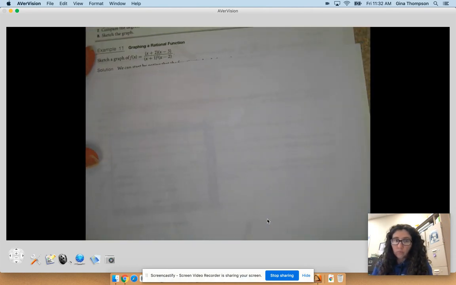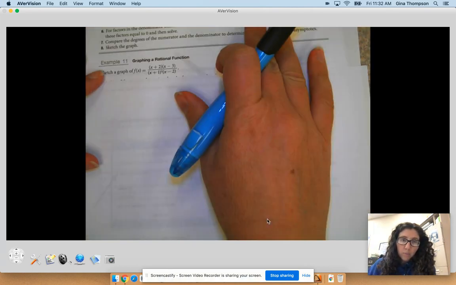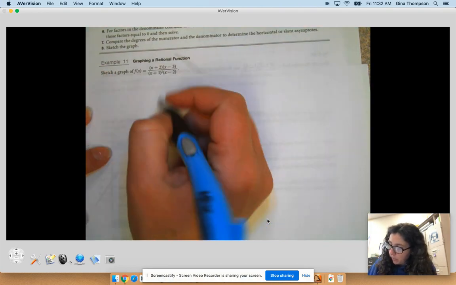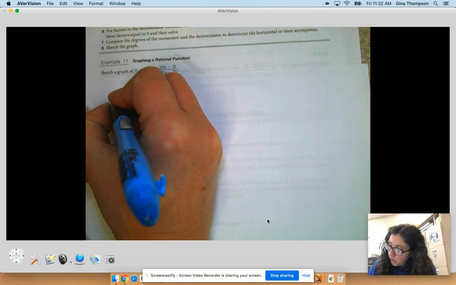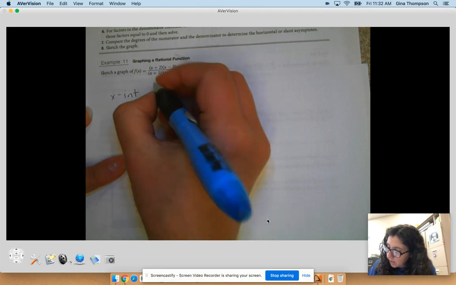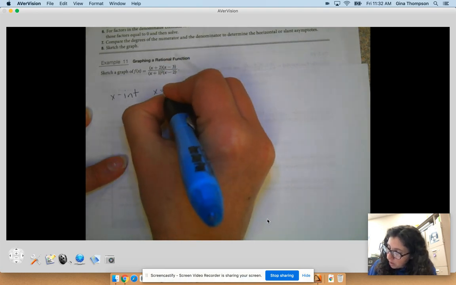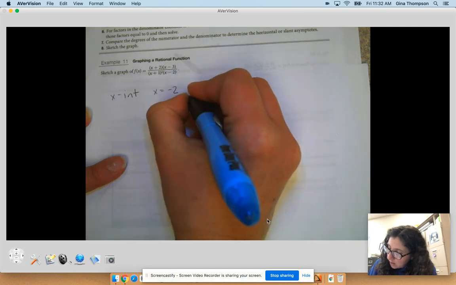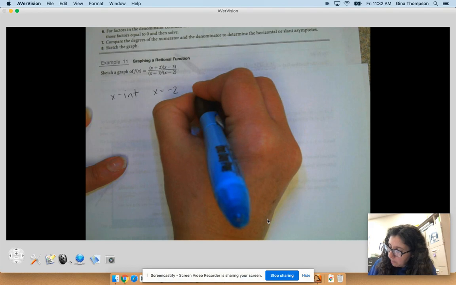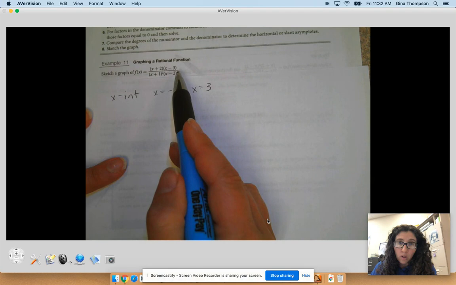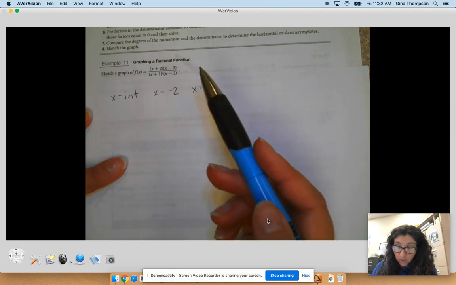Let's do this one. f of x equals (x plus 2)(x minus 3) over (x plus 1) squared times (x minus 2). All right, so let's find x-intercepts. X-intercepts happen when the numerator is 0. So that's going to be at x equals negative 2 and x equals 3. Right? Those two values are going to make the numerator equal 0, which will make the whole function equal 0, which means the y value is going to be 0, right?